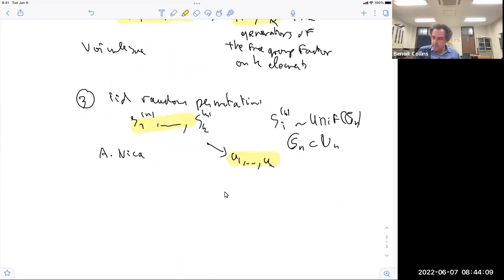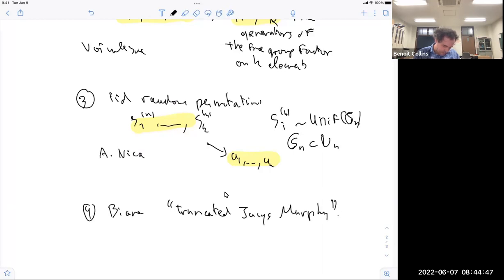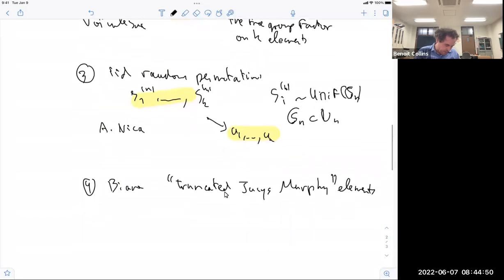Right. So maybe one more example, or rather, let's say actually three examples, which I find interesting. So let me add them. There are results by Biane. So what Biane did is he took something which is called the truncated Jucys-Murphy elements. So here is how they look. This is something like this.